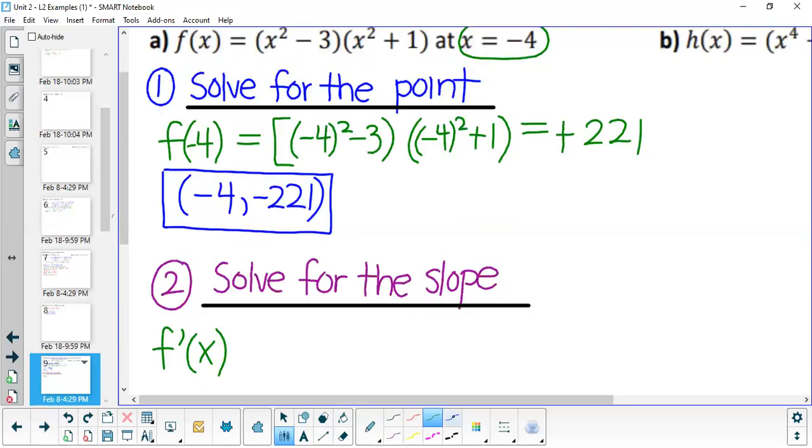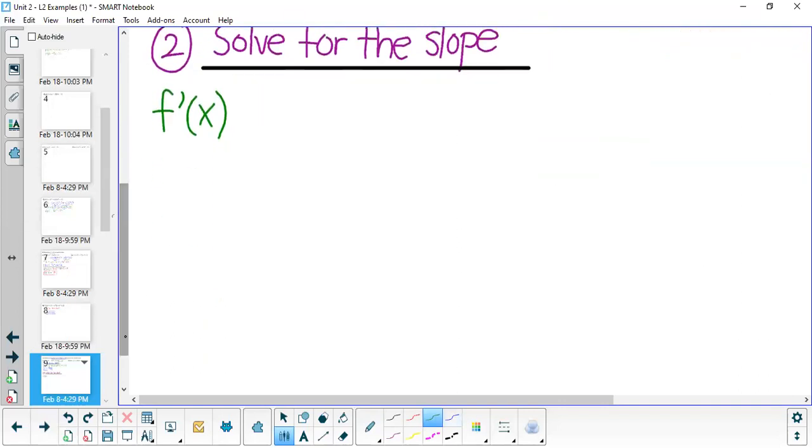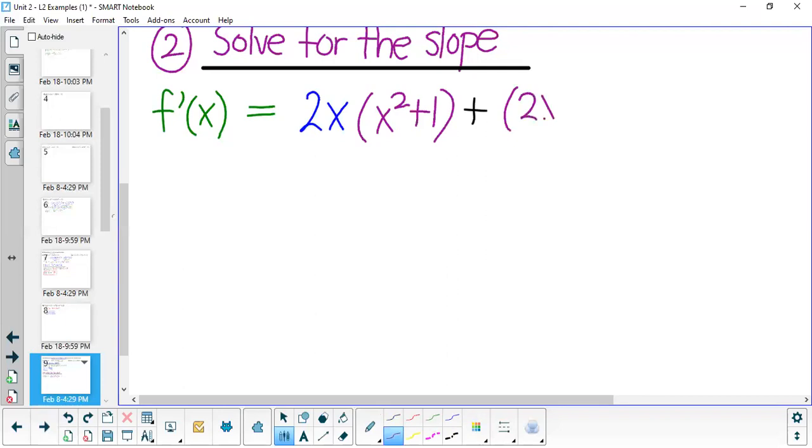Okay, now for the slope calculations, if the smartboard will let me. So I'm going to start with the derivative of the first function, which is 2x, times my second function, x squared plus 1, plus the derivative of the second function, which is also 2x. But now we're going to multiply it by the original first function, x squared minus 3.